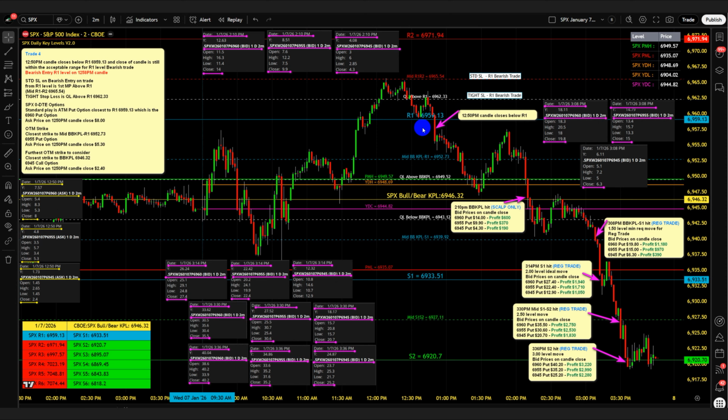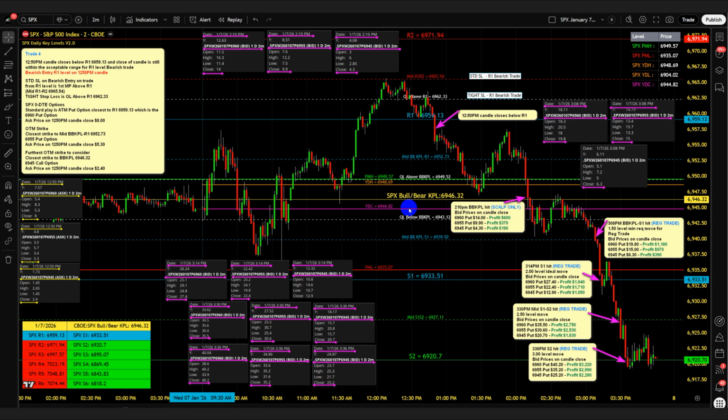And what are the 3 different options? 69.59.13 is the price of this level. So the at the money standard play is going to be the 69.60 put option. The 2 out of the money plays you can consider on this trade from the R1 level. You're going to look down, since it's a bearish trade, to this midpoint level here, 69.52.73, and that is going to be the closest strike to that, the 69.55 put option.